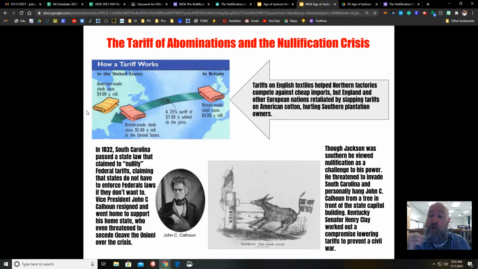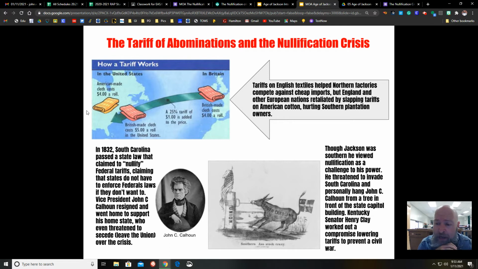And most of the factories were in the North. So the tariff of 1828 helped Northern factories by making American products cost the same as cheaper imports, not by dropping the cost of the American product, but by raising taxes on the import so that they cost more. All right? That's how all tariffs work. Now, there's two problems with this. Number one, this means customers are paying more. And that can be a problem for a lot of people. But number two, nations often retaliate against tariffs by slapping tariffs on what we export.